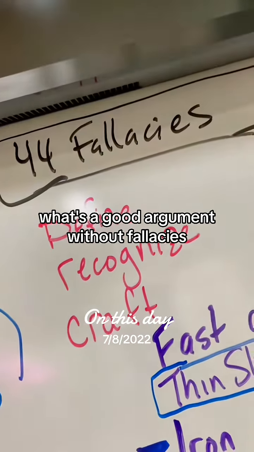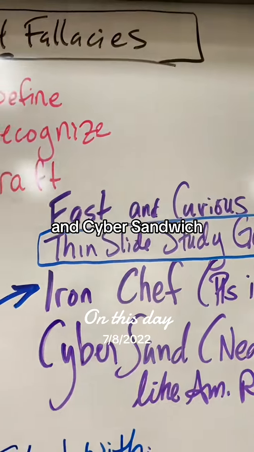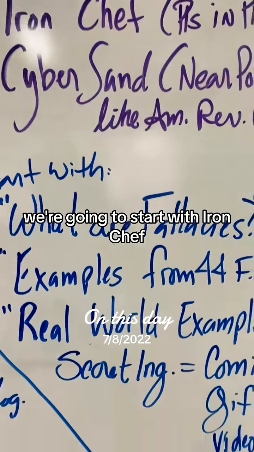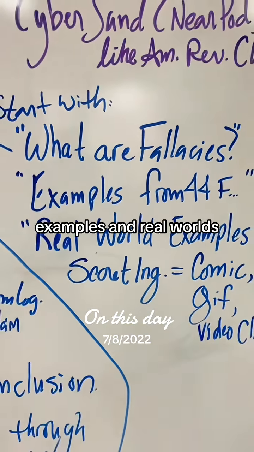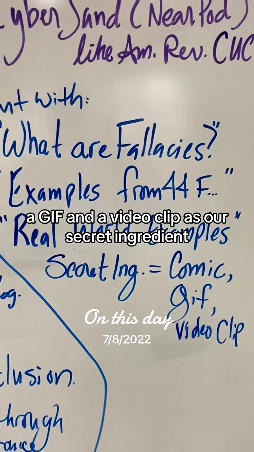What's a good argument without fallacies? We're going to be using the Fast and the Curious, Thin Slide Study Guide, Iron Chef, and Cyber Sandwich to learn 44 informal fallacies. We're going to start with Iron Chef, checking out what are fallacies, examples, and real worlds. We're going to be using a comic, a GIF, and a video clip as our secret ingredient.